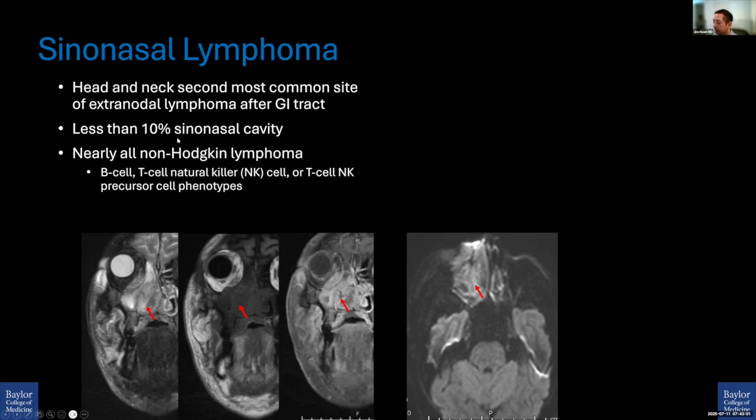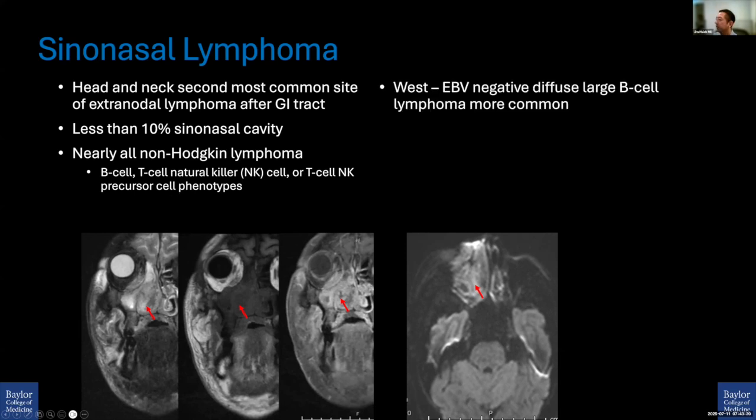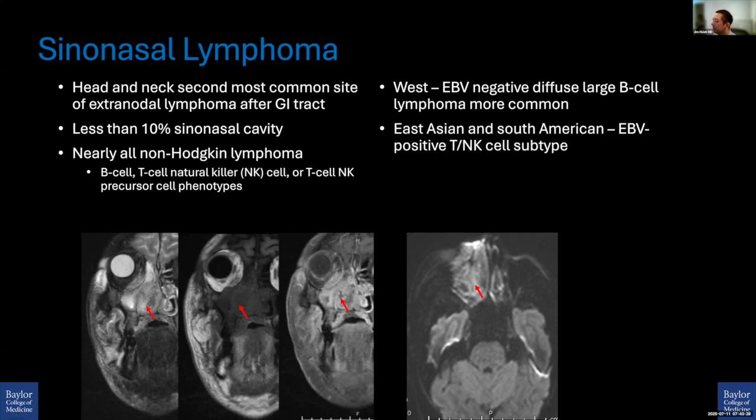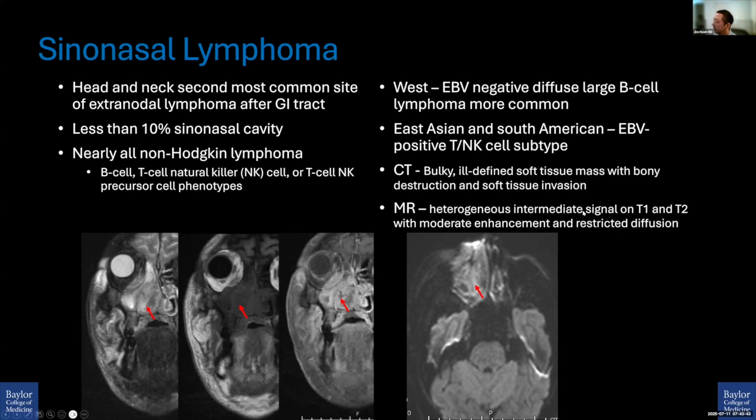And then I didn't want to not talk about sinonasal lymphoma. Head and neck is the second most common site of extranodal lymphoma after the GI tract, with less than 10% in the sinonasal cavity. Nearly all are going to be non-Hodgkin lymphomas: B cell, T cell, natural killer cell, or T/NK precursor cell phenotype. In the West, they're mostly going to be EBV negative diffuse large B cell lymphomas. In East Asia and South America, more likely going to be the EBV positive T/NK cell subtype. On CT, you're going to have a bulky, ill-defined soft tissue mass with bony destruction and soft tissue invasion. On MRI, heterogeneous intermediate signal on T1 and T2 with moderate enhancement and restricted diffusion. And here's a case, this right sinonasal transspatial mass invading the orbit, and here's that characteristic restricted diffusion.